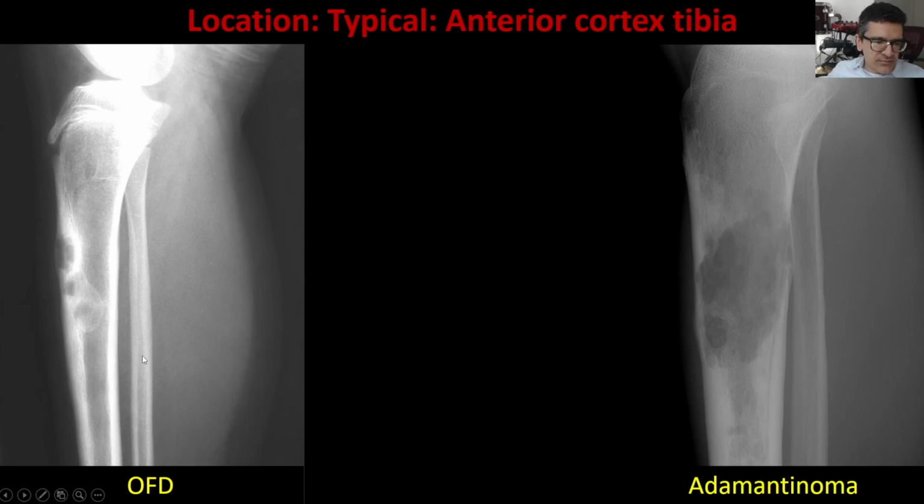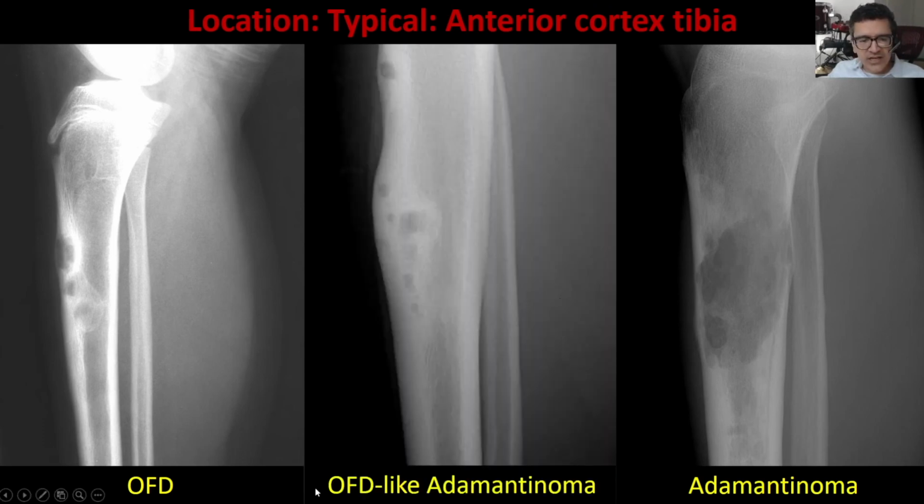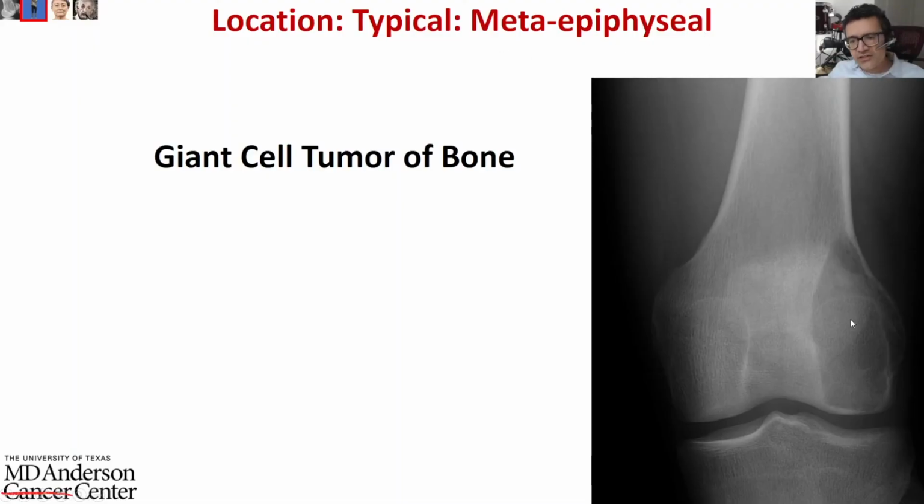Osteofibrous dysplasia is typically benign. Adamantinoma is malignant. And then you have this borderline case, the OFD-like adamantinoma, which is felt to be the transition state between these benign lesions and these malignant lesions. A metaepiphyseal lesion, a lesion that starts in the metaphysis and extends to the articular surface, you always want to think of giant cell tumor of bone.